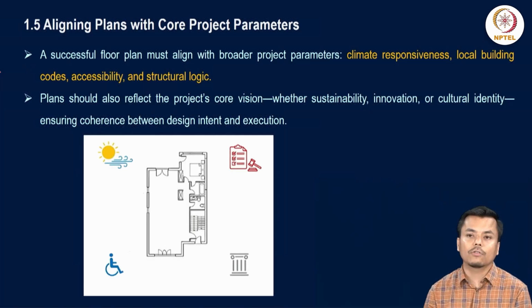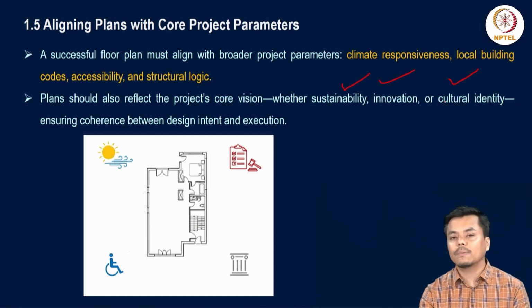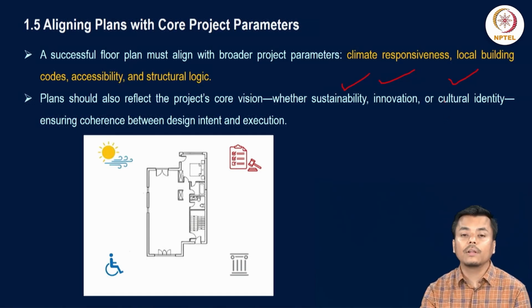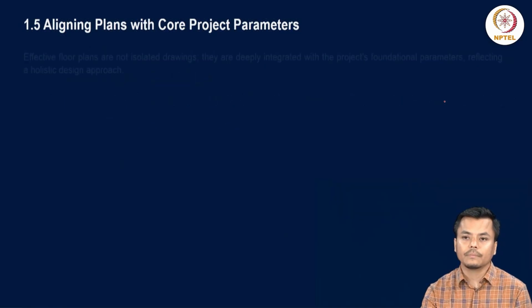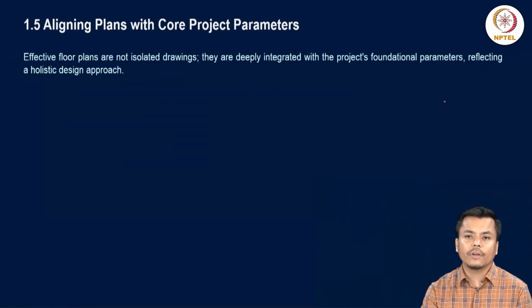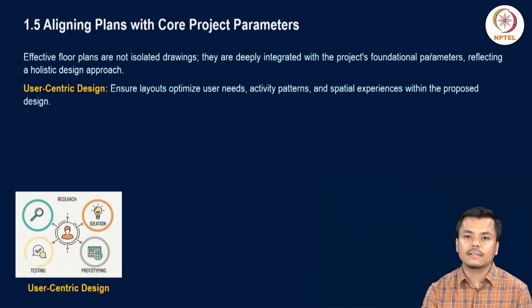Plans should also reflect the project's core vision, whether it is sustainability, innovation or any cultural identity. So how do these terminologies get reflected through a plan? Only then can you say that the concept you had about the project is fully justified. Effective floor plans are not isolated drawings, they are deeply integrated with the project's foundational parameters, reflecting a holistic design approach. So what are those approaches?